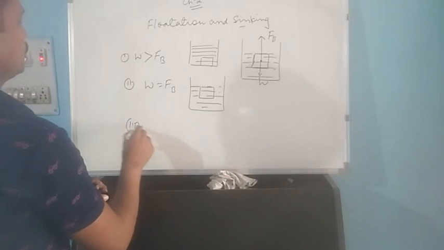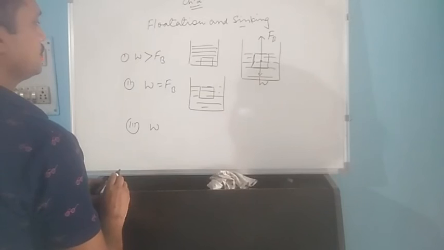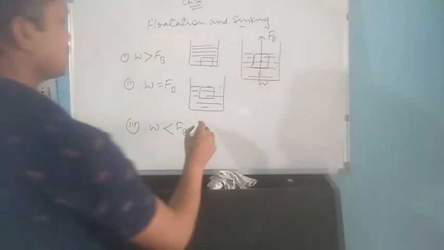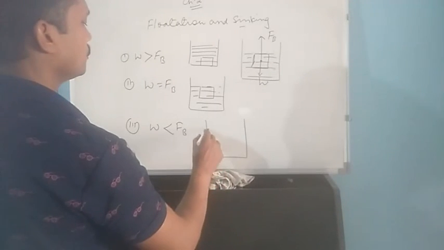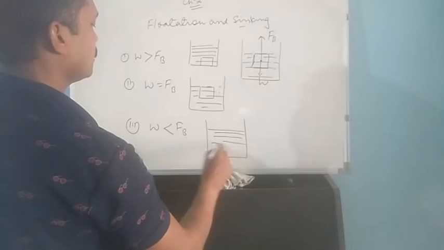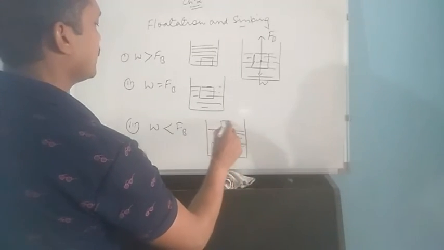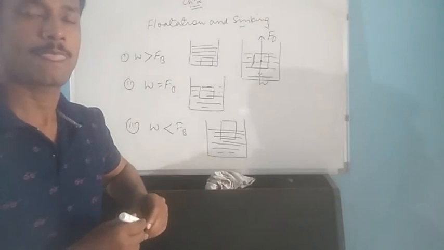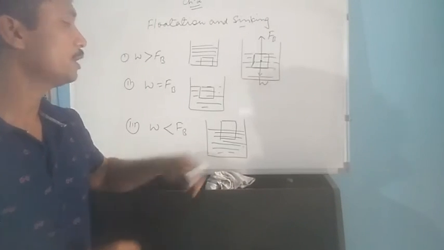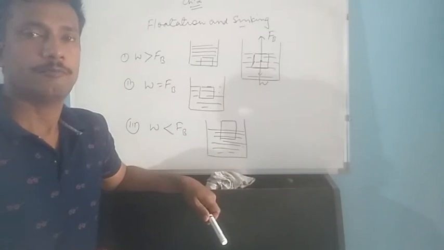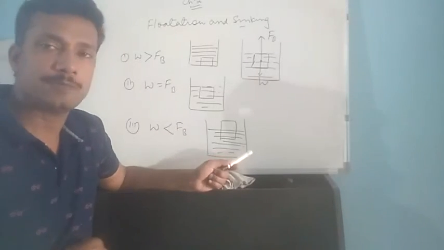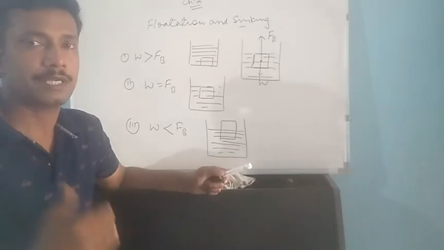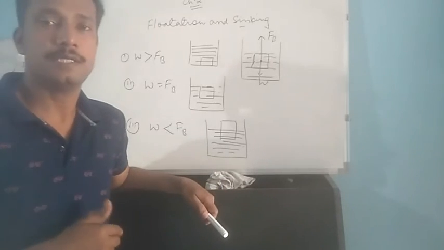And third is when the weight of a body is less than the buoyant force. In this case, the body will partially float. It means that some part of the body will remain inside, whereas some part of the body will be outside the water. Only that part will remain inside for which the weight of the liquid displaced becomes equal to the total weight of the body. So in the next class we will see some applications of flotation and sinking.